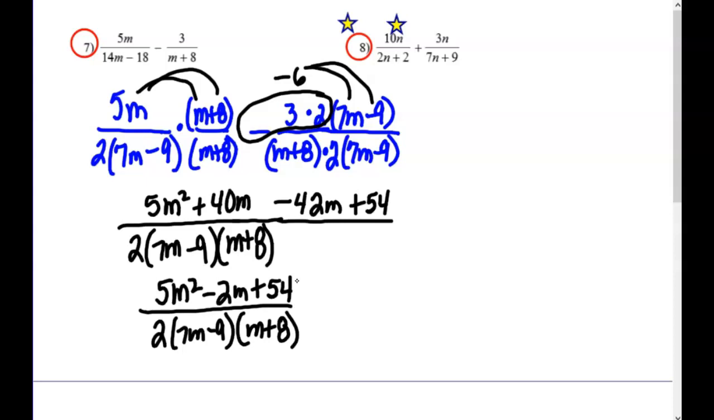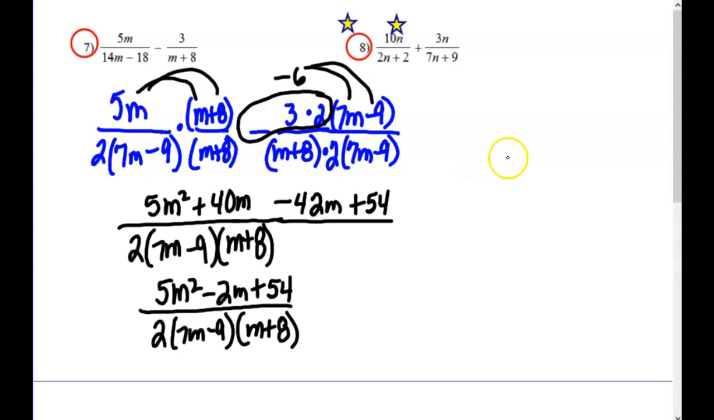We could try to fiddle with the top to see if it factored. I don't think it does, at least not anything that's going to divide. I usually just look at those bottom factors to see, is there any chance that any of those things on the bottom are going to go into the top? We're not going to have a factor of m plus 8 when 54 doesn't have a factor of 8. And I'm pretty sure 7m is not going to show up when we have a 5m squared. So just leave it. I know it's uncomfortable, but the ones on the quiz are pretty straightforward.